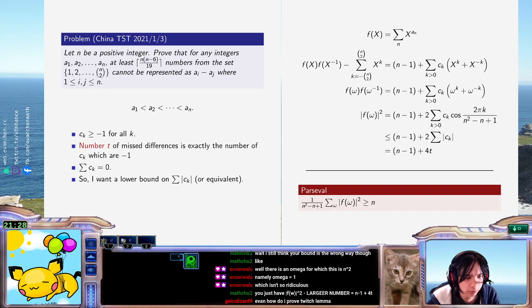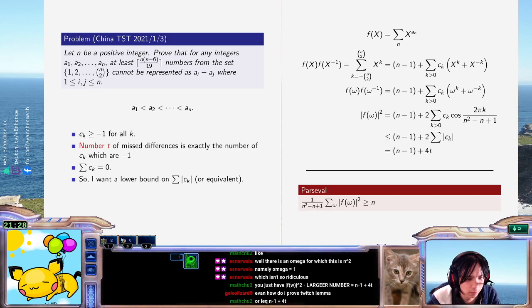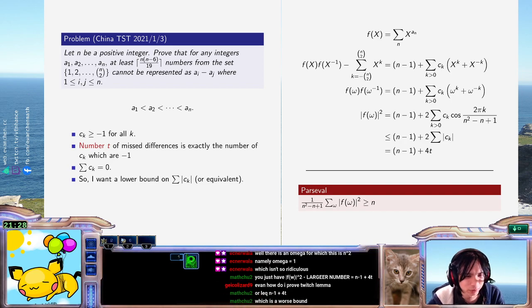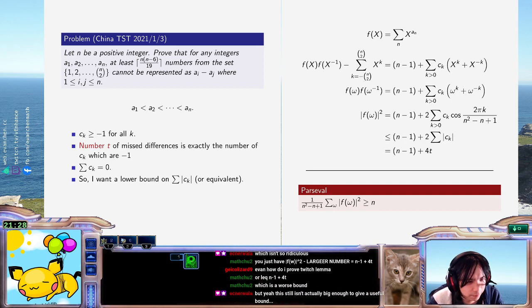So the average of all the other ones is something. Wait, does this give us this? This just actually gives us a quadratic bound, right? Oh no, it's square. Oh, never mind. Sorry, I'm off by a square factor.